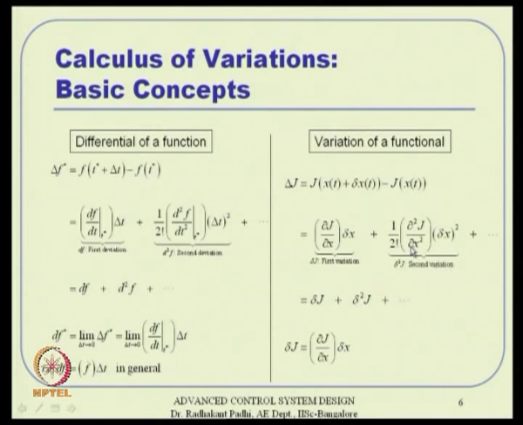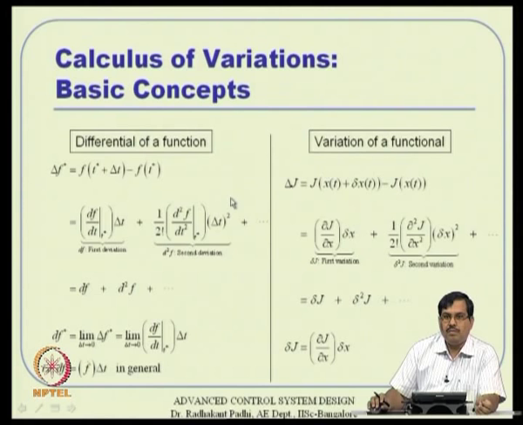So, differential of a function and variation of a functional, these are two very similar concepts. You talk about delta f here, which is f of t star plus delta t minus f of t star obviously, and here it is also a similar way. Here you take the Taylor series expansion. You expand this by Taylor series, then f of t star and f of t star will cancel out here. You are left with the first order term in delta t, second order term in delta t, like that.